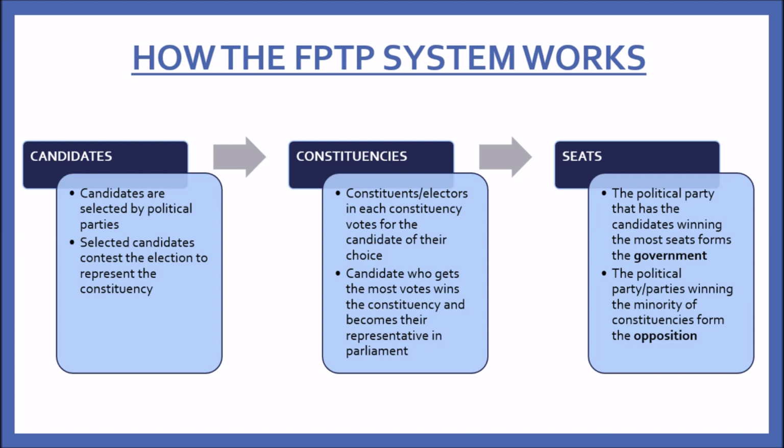Constituents or electors in each constituency vote for the candidate of their choice. The candidate who gets the most votes wins the constituency and becomes their representative in Parliament. The political party that has the most candidates winning seats forms the government, while the political party or political parties winning the minority of constituencies form the opposition.